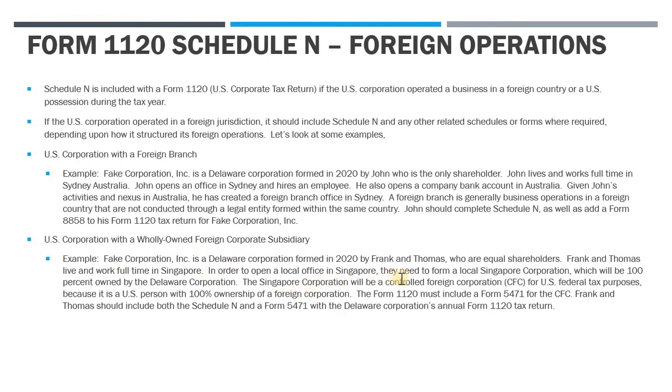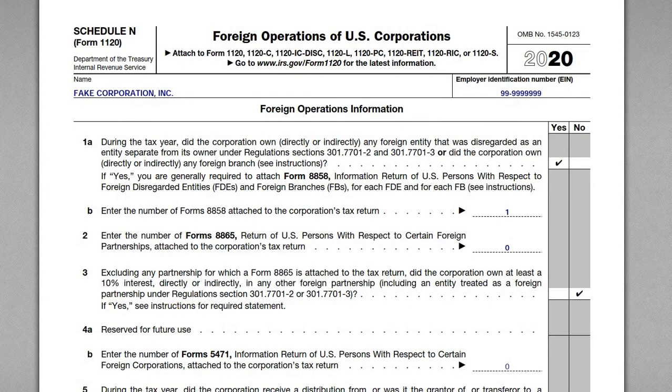So the Singapore corporation is going to be a CFC for federal tax purposes because a U.S. person, the Delaware entity, owns 100% of the foreign corp. Now, when the Delaware Corporation files its Form 1120, it has to include a 5471 for the CFC, and they should also include Schedule N, right, because they have foreign operations. So they'll need both of these. Schedule N for the foreign operations, and then a 5471 with the Form 1120 for the controlled foreign corporation in Singapore. So if we look at the sample Schedule N.